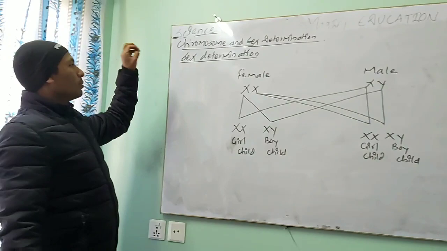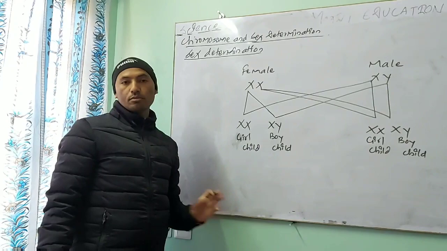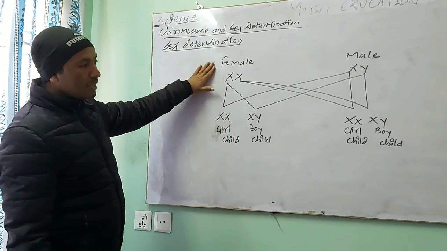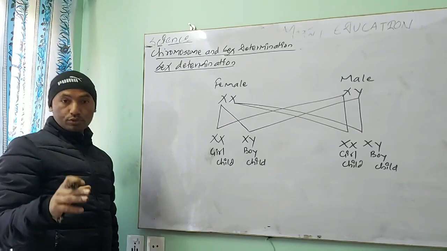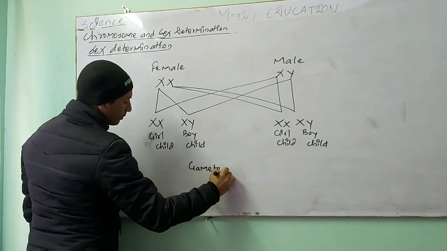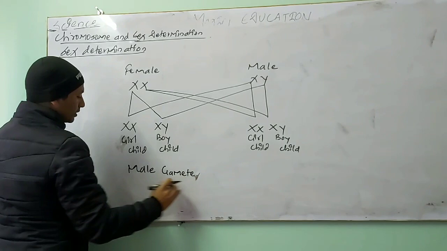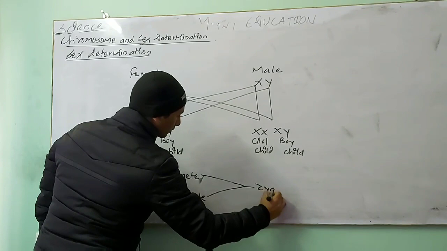Sex determination is the process by which a zygote is determined as a girl child or a boy child. Look here, we have female and male having the sex chromosomes XX and XY. During the fertilization process, the gametes fuse together. The male gamete fuses with the female gamete to form a zygote. This zygote develops into a young individual.